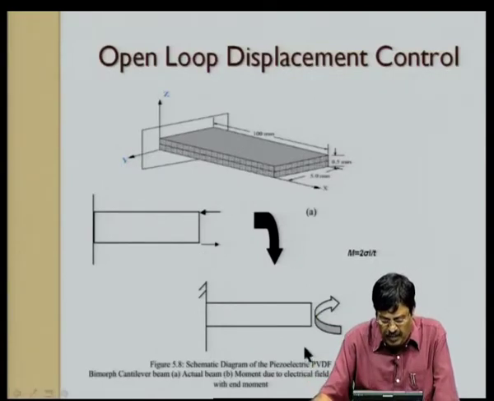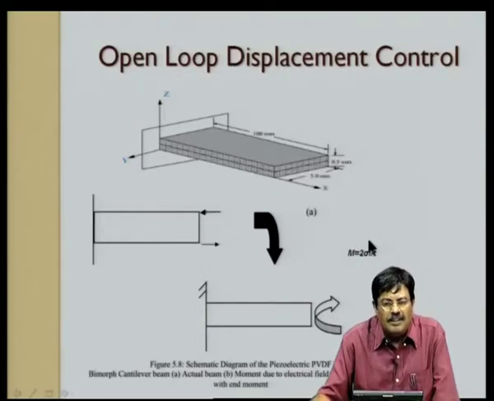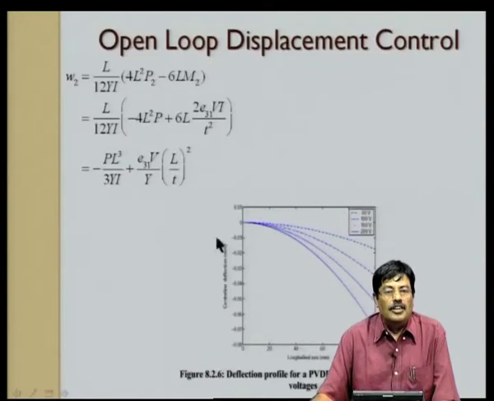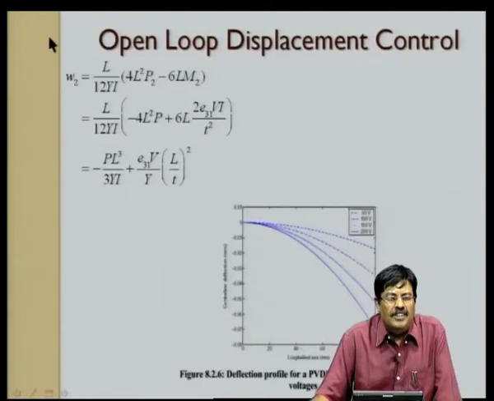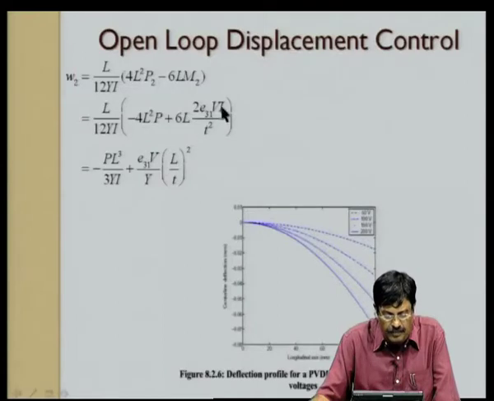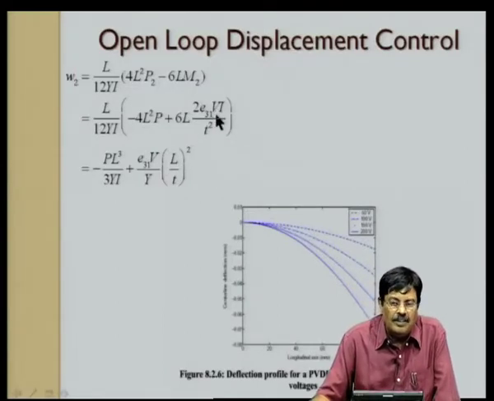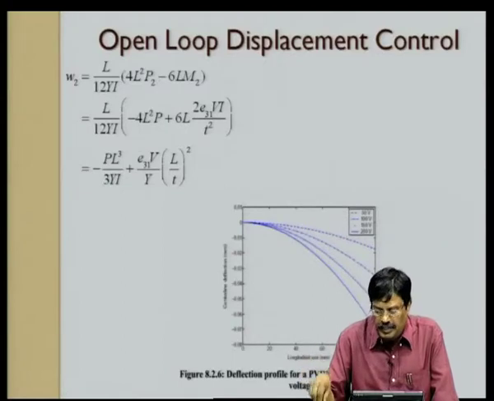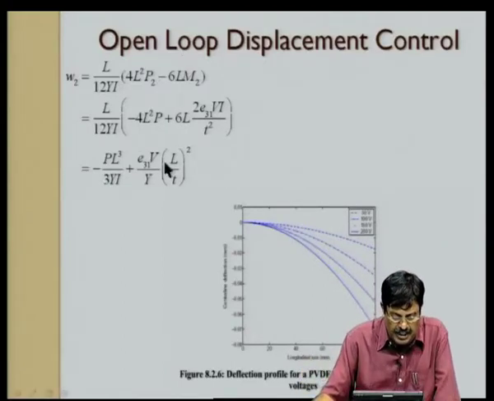So, the effective structure we are trying to solve is a cantilever beam with a moment as given here. The moment is given by 2σV/t, which is due to the voltage passed on to the piezoelectric patch. We derived this in our earlier classes: the tip displacement due to the mechanical load P and the voltage given to the smart patch is given by this expression here.